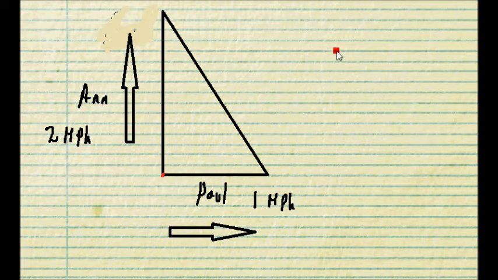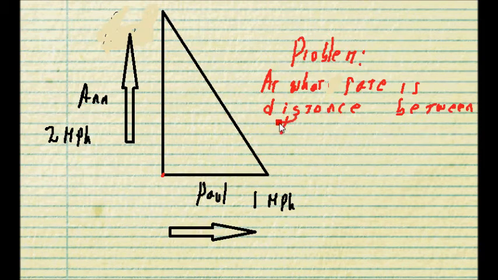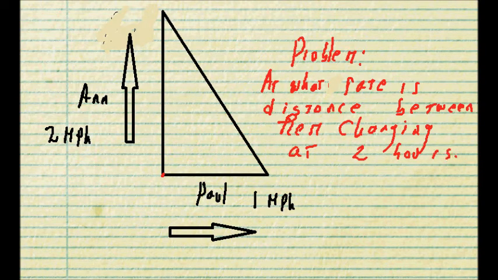So the problem that we want to address is: at what rate is the distance between them changing at exactly 2 hours, or after 2 hours?